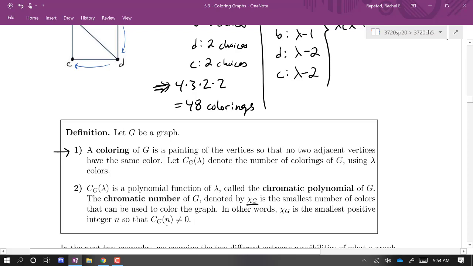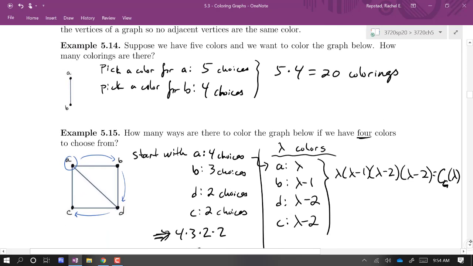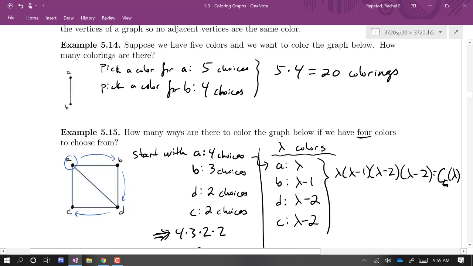Basically, it's the smallest number of colors that I need in order to be able to color the graph at all. So up here, I could tell just by looking at the polynomial that chi sub g is 3. The presence of the factor lambda minus 2 means that if lambda is equal to 2, it's 0. I can't color it with 2 colors. So the minimum number of colors that I need is 3 here.